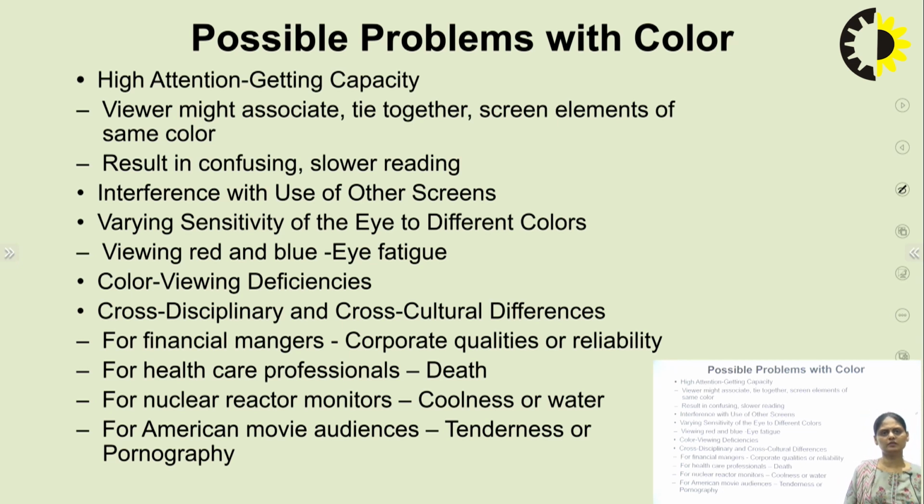Some problems exist with colors, like high attention-getting capacity. Viewers might associate and tie together screen elements of the same color. If I am using red in two or three icons, the user may have the idea that these colors are associated with something, so we should not do that. It may lead to confusion and slower reading. Interference with the use of other screens may occur. There is varying sensitivity of eyes to different colors; some people are more sensitive to some colors. Viewing red and blue sometimes causes eye fatigue.